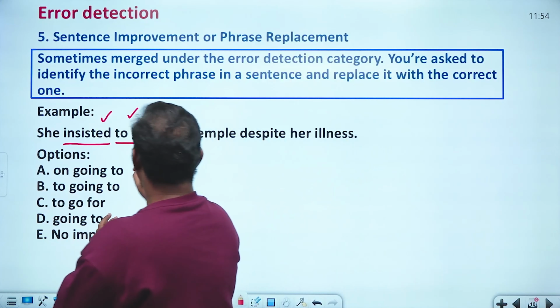The next one is multiple-answer questions. You'll be given multiple questions, and you are supposed to find all the correct answers. Here you are given two to three sentences, and you identify whether they are all grammatically correct or not.